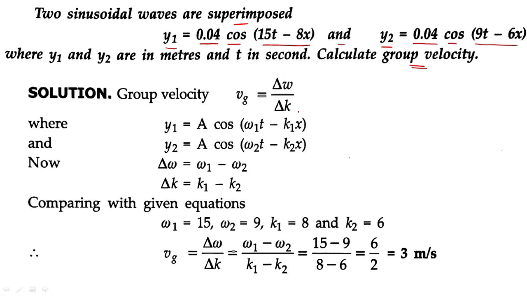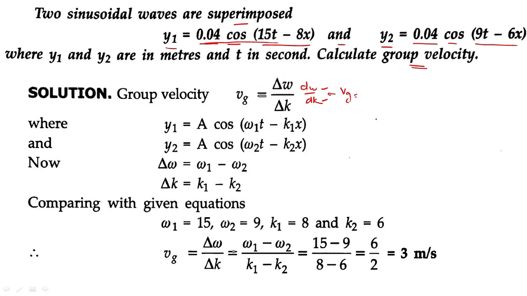Group velocity is d omega by dk. Group velocity Vg is equal to d omega by dk, that means change in omega by change in k. So what is omega here? In this equation, what is omega and what is k?